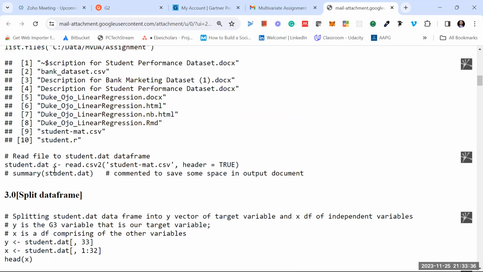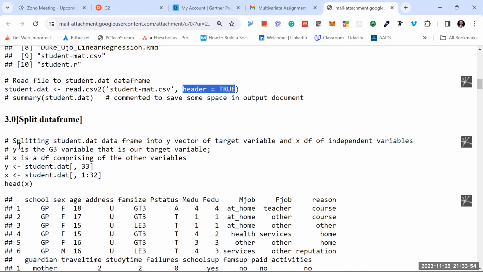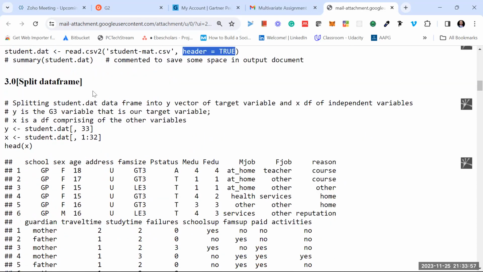This particular highlighted line of code was where I read in that CSV that you saw. I read it using the read CSV code, including this parameter here, and then it comes out. So what I did here was to split the data frame into 2 parts. This 33 here is the y-axis.